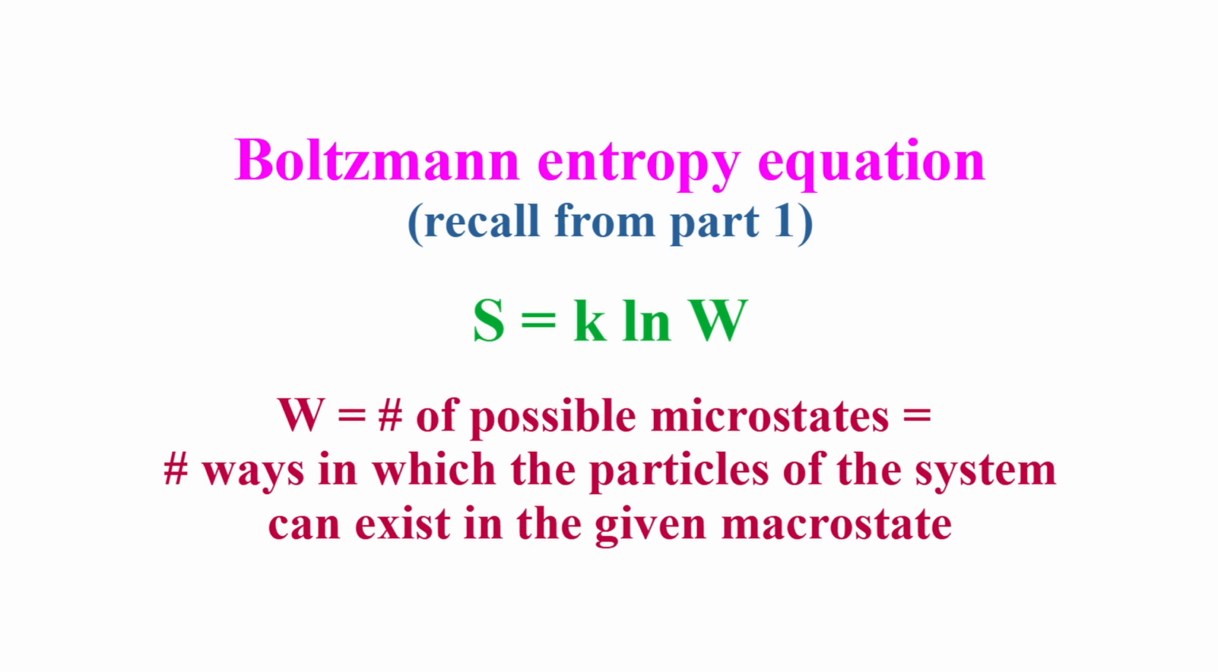Recall from part 1 that the equation is S equals k ln W, where W is the number of possible microstates, namely the number of ways in which the particles of the system can exist in the given macrostate. Each microstate of the particles conforms with the macrostate that the system is in.